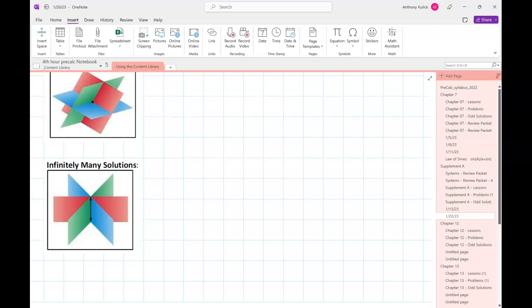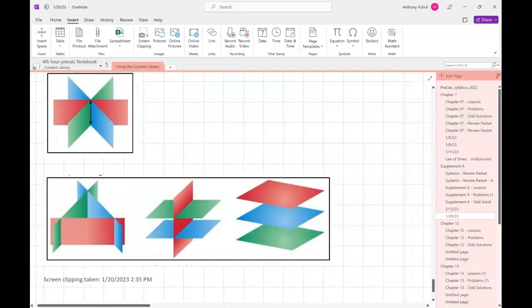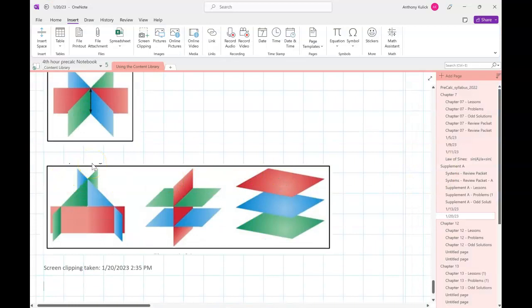Well, I need none of the three planes, or all three planes, to not intersect anywhere, correct? But that doesn't mean that none of the planes are going to intersect with each other. There's actually three different no solution situations. Notice here that green and blue intersect, but not red. Red and blue intersect, but not green. Green and red intersect, but not blue. All three planes don't intersect anywhere, but each pair of them do.